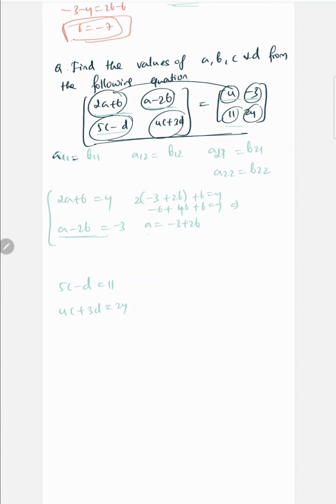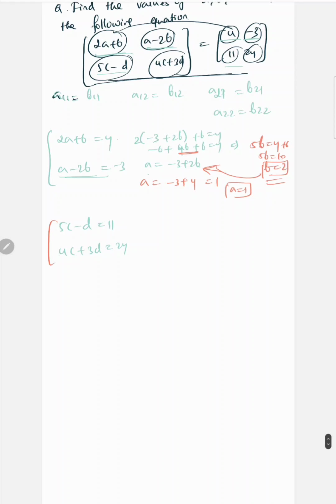So 4b plus b, 5b, 5b is equal to 4 plus 6. So 5b is equal to 10. B is equal to 2. So we got b is equal to 2. Putting this in this equation, a is equal to minus 3 plus 2 into 2, which is 4. This is a is equal to 1. So we got a is equal to 1 and b is equal to 2.